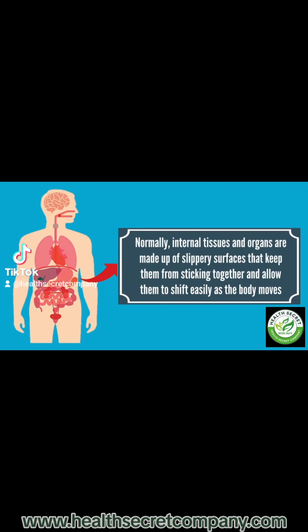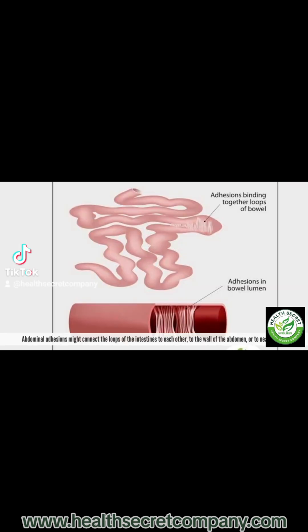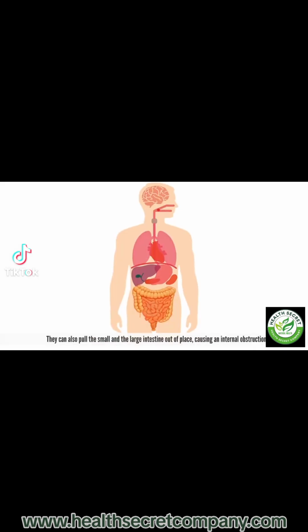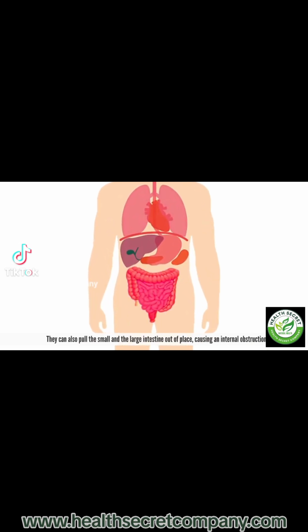Normally, internal tissues and organs are made up of slippery surfaces that keep them from sticking together and allow them to shift easily as the body moves. However, abdominal adhesions cause tissues and organs in the abdominal cavity to stick together. Abdominal adhesions might connect the loops of the intestines to each other, to the wall of the abdomen, or to nearby tissues. They can also pull the small and the large intestine out of place, causing an internal obstruction.